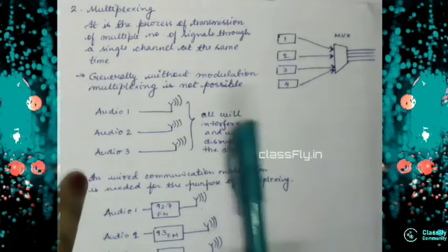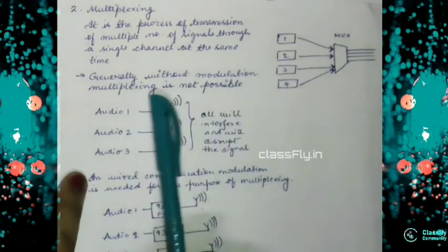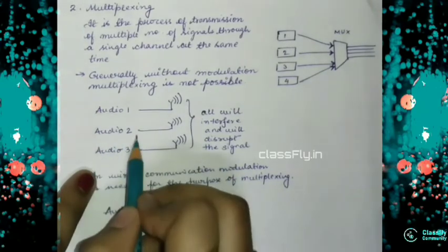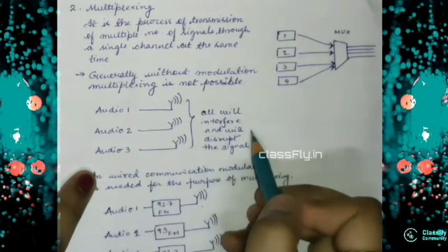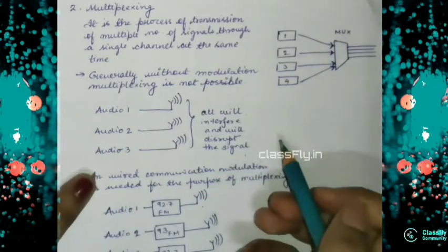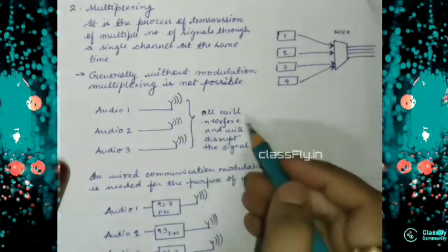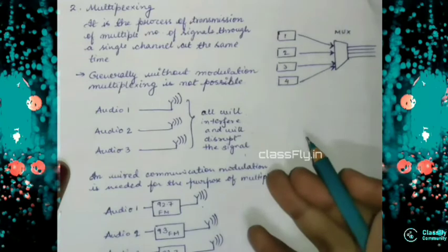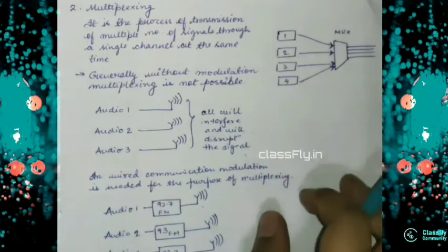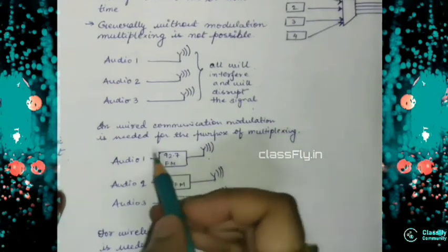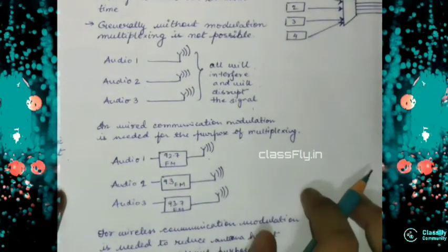So, generally without modulation, multiplexing is not possible. Think audio 1, audio 2 and audio 3. All will interfere and will disrupt the signal, because if everyone has the same frequency, then all will interfere and it will disrupt the signal. In wired communication, modulation is needed for the purpose of multiplexing.